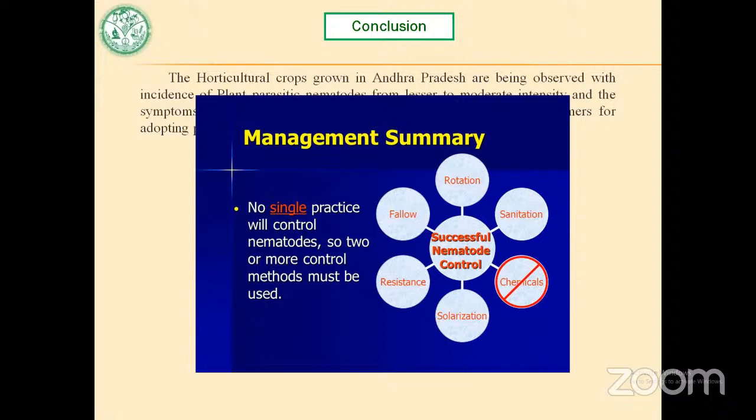We have already released different technology programs from our university for the vegetables and protected cultivation, and I will be happy to share further information also. With this, I conclude. I hope the students who participated and listened have gained some little information about plant parasitic nematodes. Thank you, one and all.